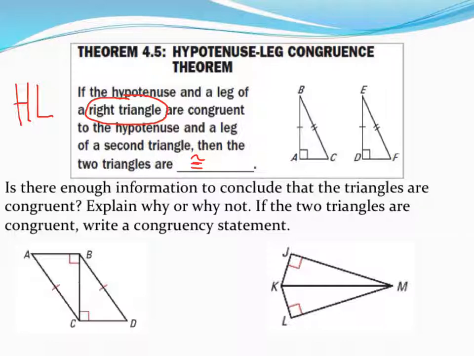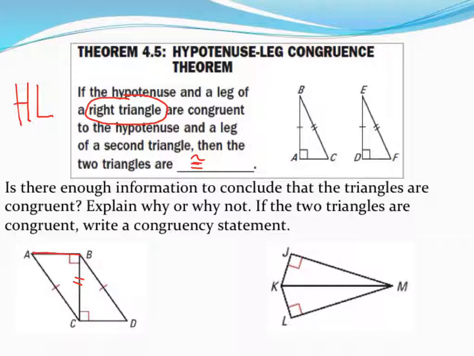Once again, I'm going to take a look at the tick marks I have and see if there are any that I can add. As we've talked about all along, since they share this side BC, I can add that tick mark right there because of the reflexive property. The side is congruent to itself. So let's see if I have enough.